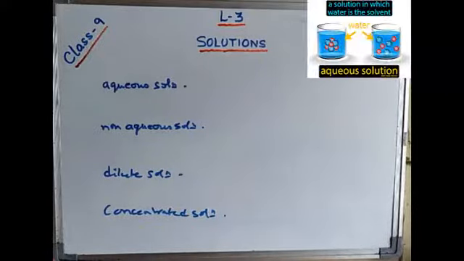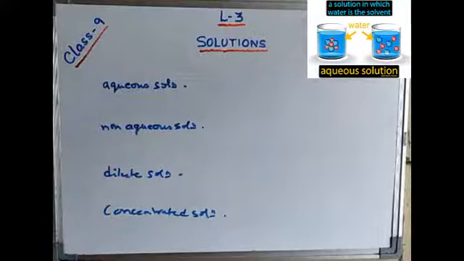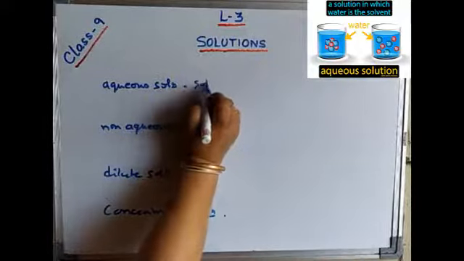What is aqueous? From the name only it is clear. Aqueous is related to water. When we take the solvent as water, and we know water is a universal solvent, so the maximum of substances get dissolved in water. So the solution produced by dissolving a substance in water is an aqueous solution.